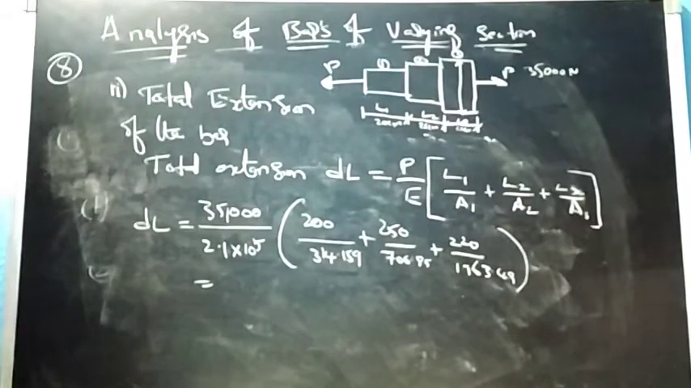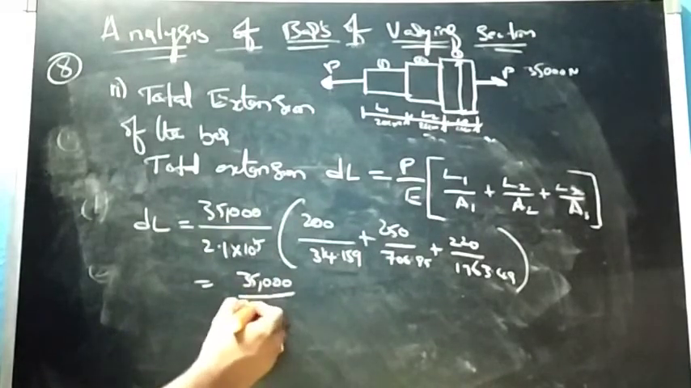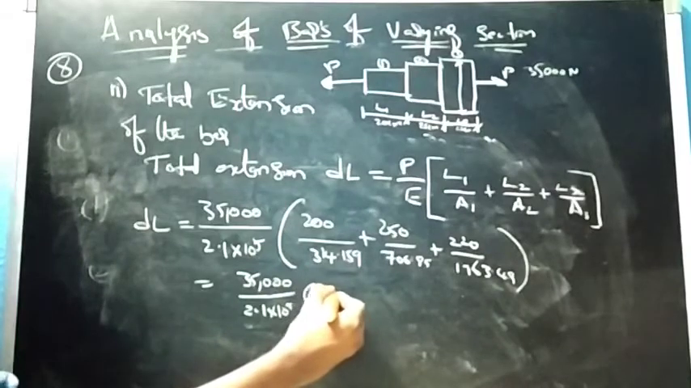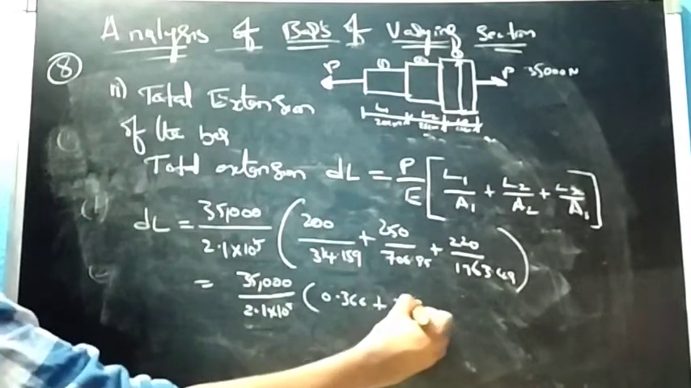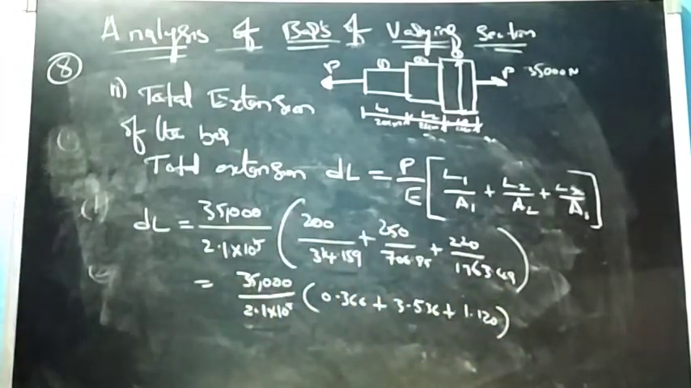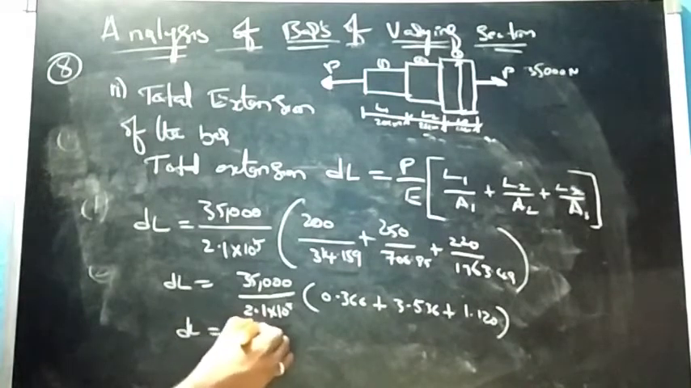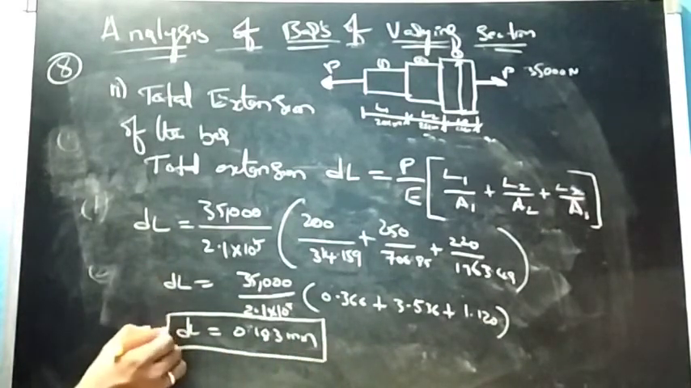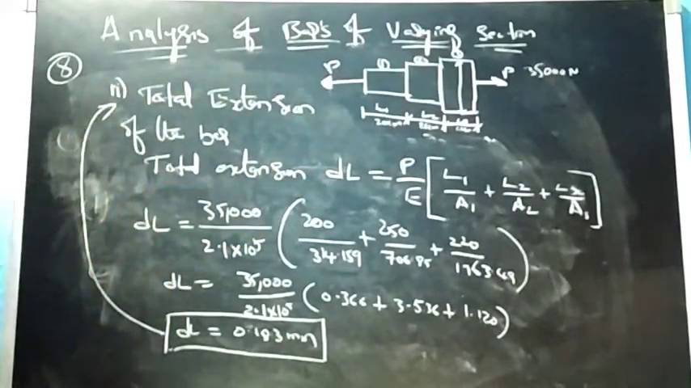Let me know the answer. So that will be 35,000 upon 2.1 into 10 to the power of 5, and it will become 0.366 plus 3.536 plus 1.120, right? So now can you tell me the answer? So dl will be 0.183 mm. So what is this? This is nothing but the total extension of this particular material, right?